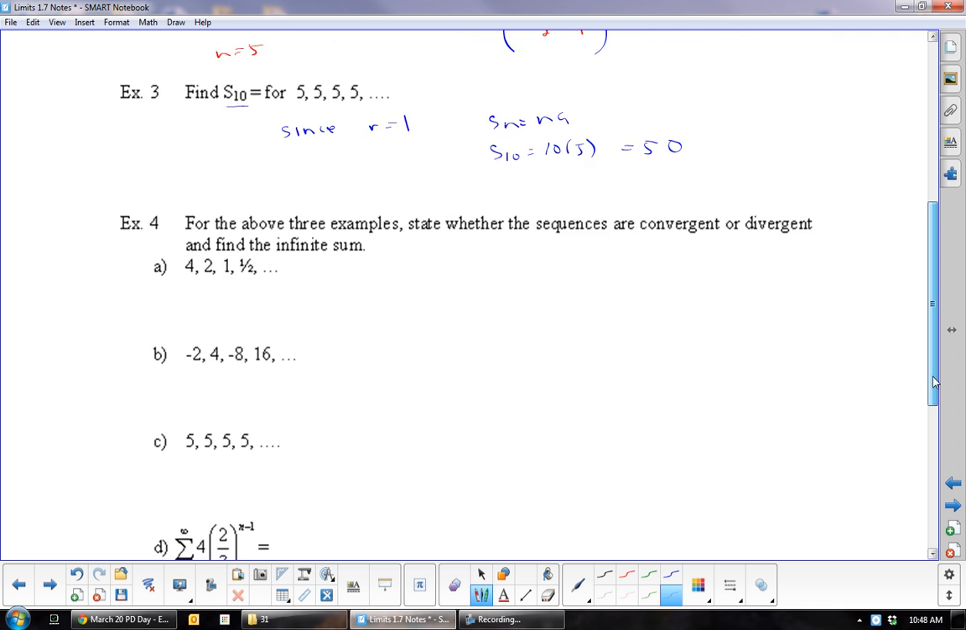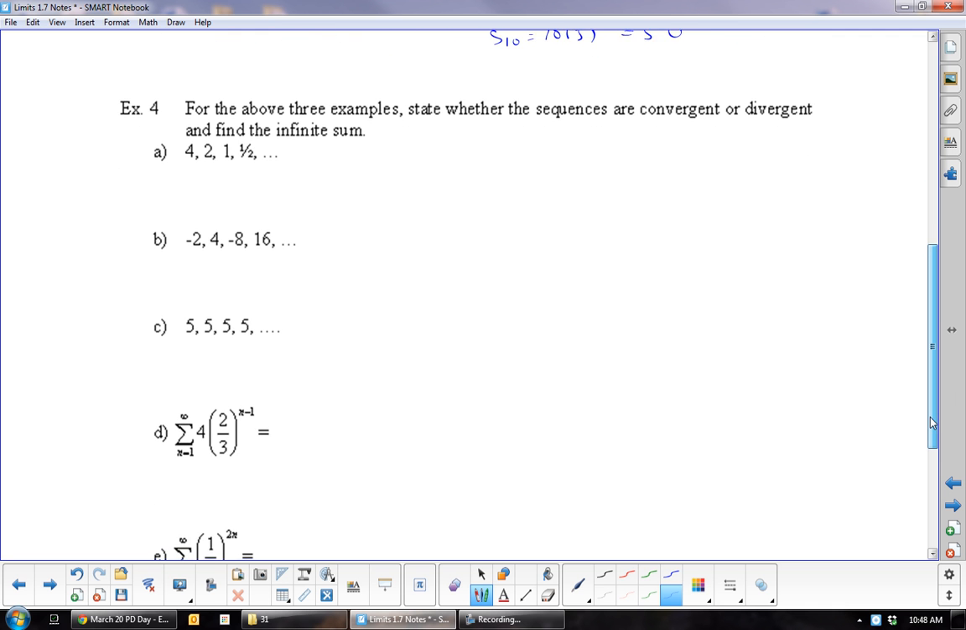Okay, so it says, for the above examples, state whether the sequences are convergent or divergent, and find the infinite sum. So A, is it converging or diverging? It's converging because r equals 2 over 4, which is 1/2. So that's what's really going to tell you. If r is less than 1 and greater than negative 1, you are convergent.